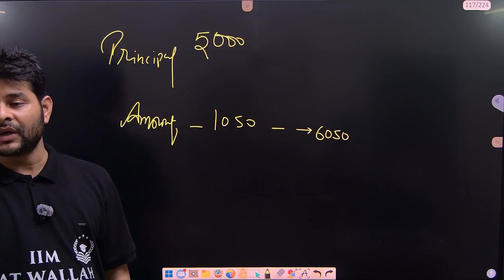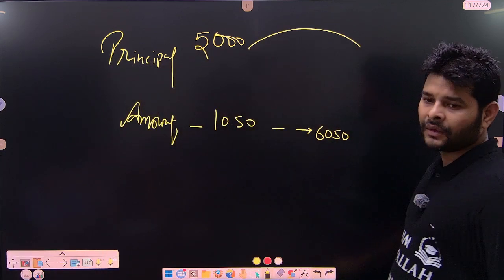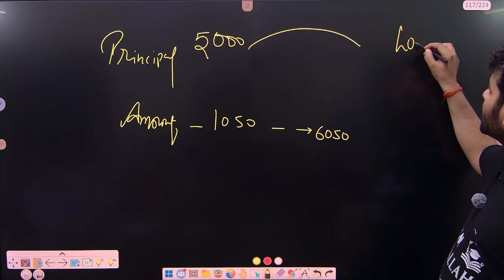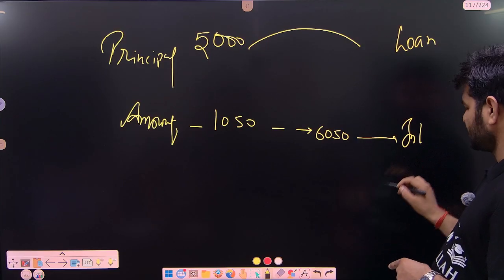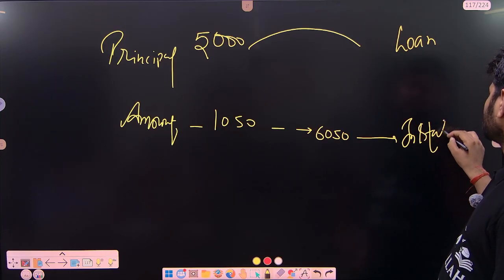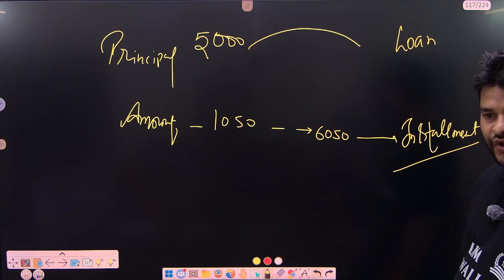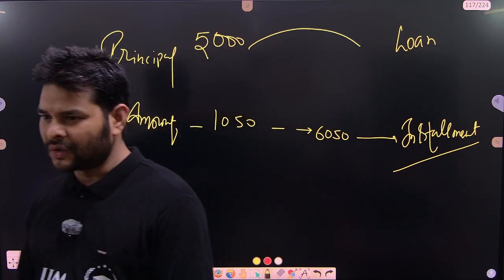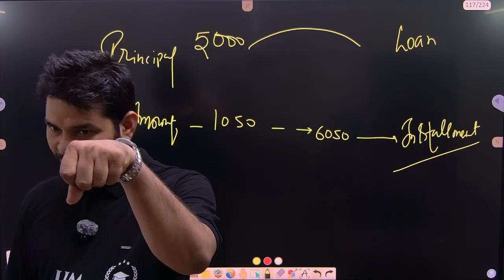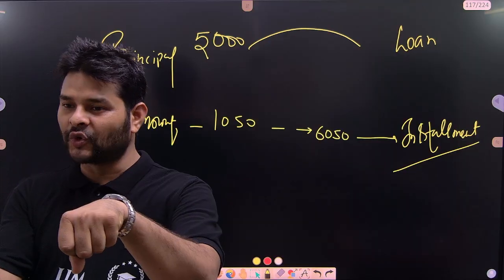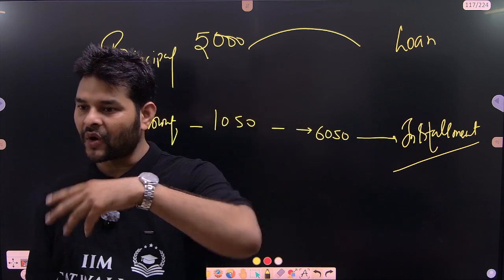But for the borrower, that value would be loan, and that value would be installment. So installment is nothing but the amount for the borrower. So basically the value is the same, but we are using two terms: the first term on behalf of the lender and the second term on behalf of the borrower.